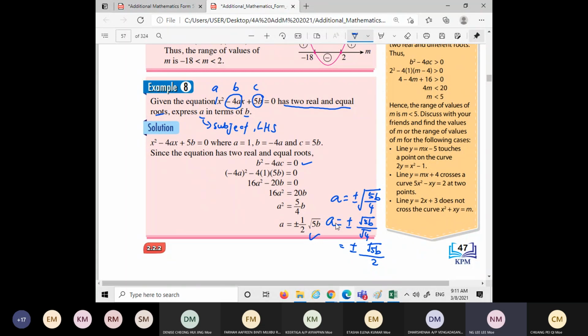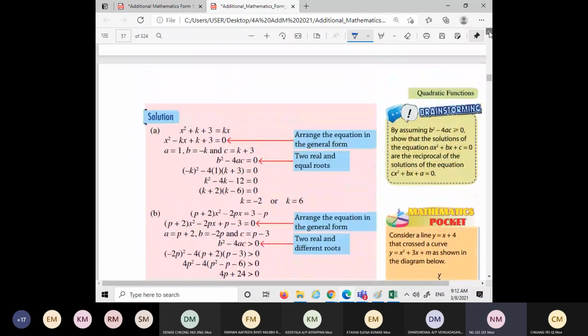Then these two questions I think are quite important. That's why we go through them. Let us see these questions. By assuming b squared minus 4ac is greater than or equal to 0, show the solutions of the equation ax squared plus bx plus c equals 0 are the reciprocal of the solutions of the equation cx squared plus bx plus a equals 0. What's the meaning of a reciprocal?